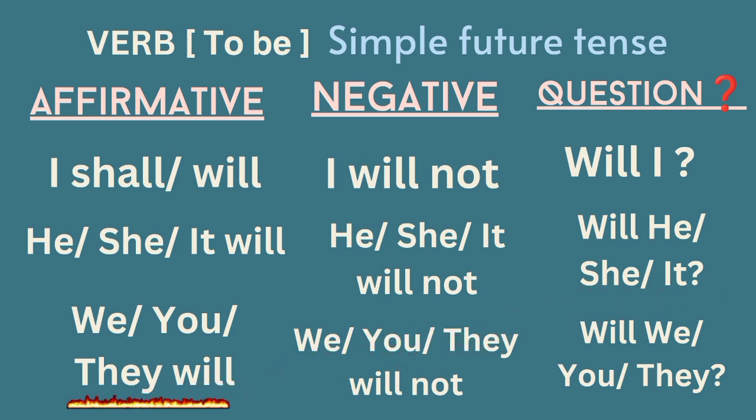We, you, they will changes to we, you, they will not in the negative future tense. Will we? Will you? Will they? When you are asking a question in the future.